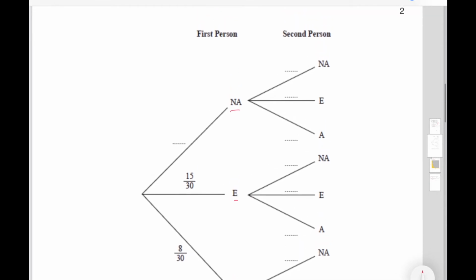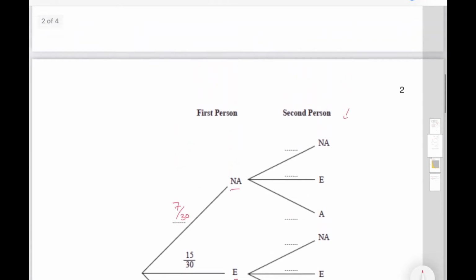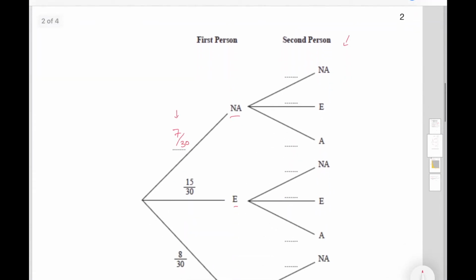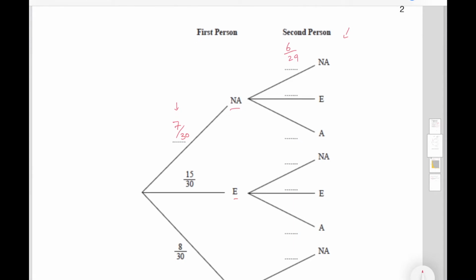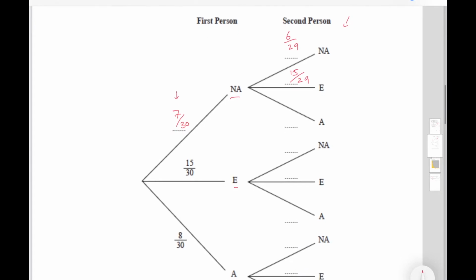So of course the first one is going to be 7 out of 30. Then if we start from the second person, for the people who visited North America, since one of them would be chosen already, that becomes 6 out of 29. The people who chose Europe, it remains 15 but out of 29. The people who chose Asia, that remains as 8, but since there is one less person, this becomes 8 out of 29.